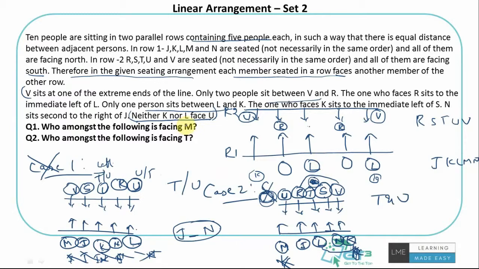So N is sitting second to the right of J. And finally neither K nor L face U. So who is facing U? It's M. Neither N, K nor L. So which is true. So all the given statements are working out perfectly fine in this case. So this is the correct case. So then we can continue answering. Who amongst the following is facing M? It's U. Who amongst the following is facing T? That's simple. That's basically L.